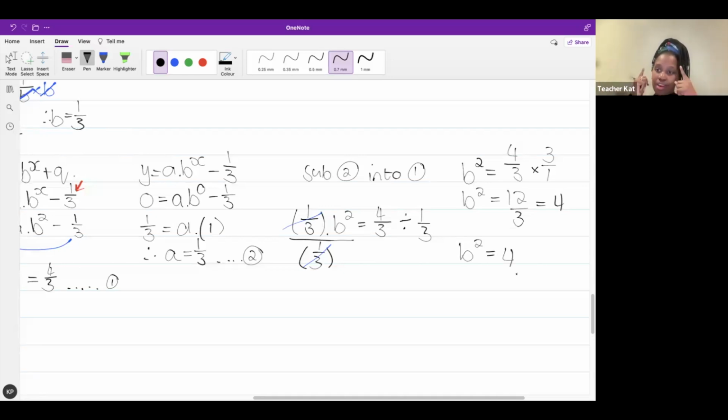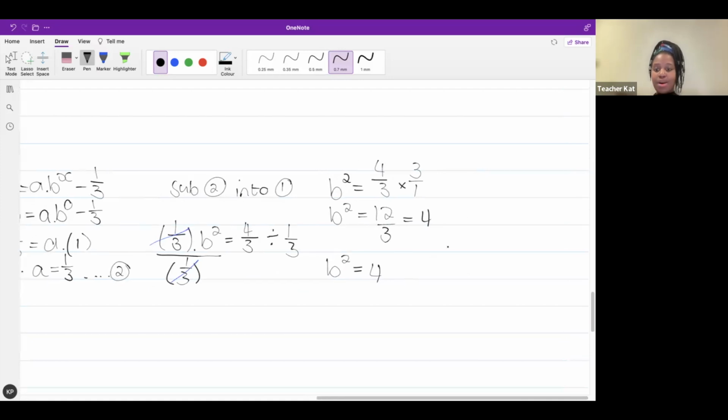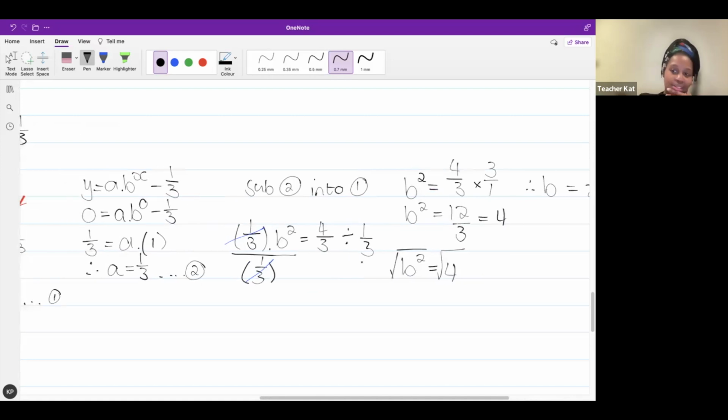We still need to find b. So then I square root. Why am I not doing the plus minus in this case? Why am I not doing the plus minus? Have you ever seen so far a b that is negative?